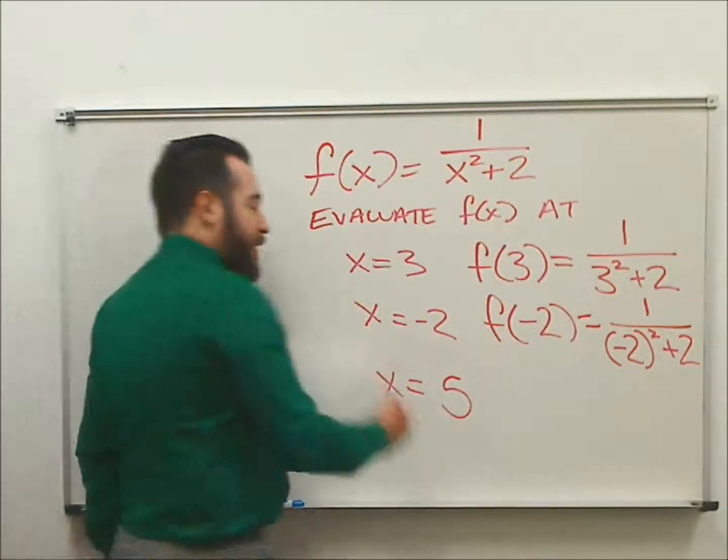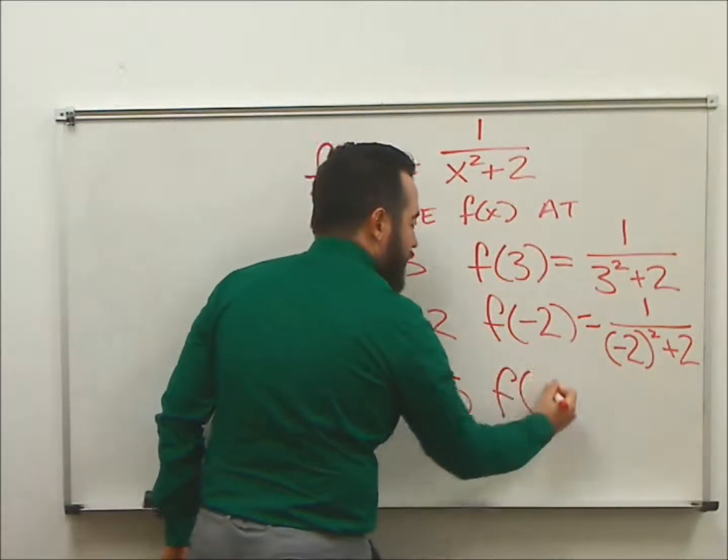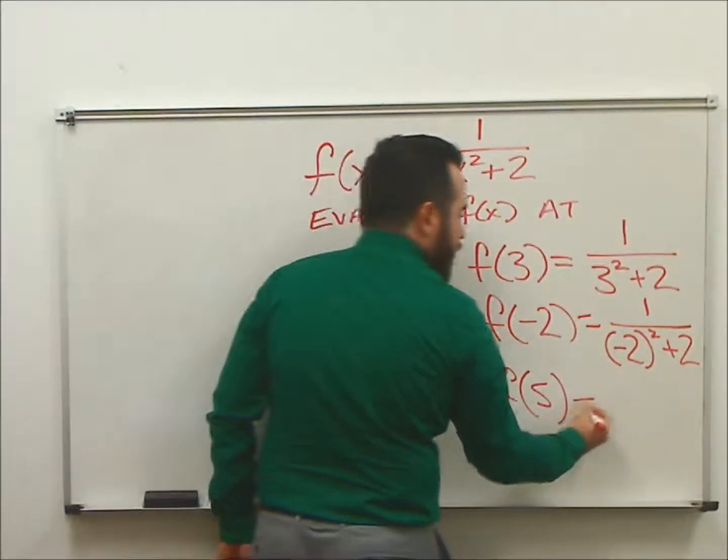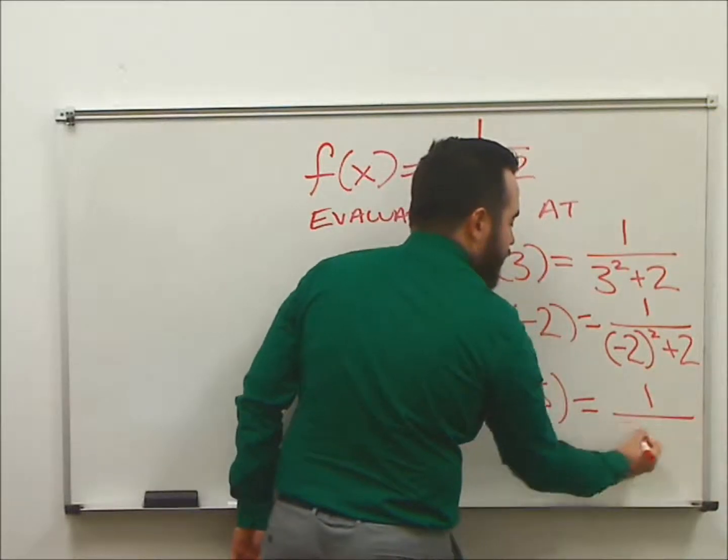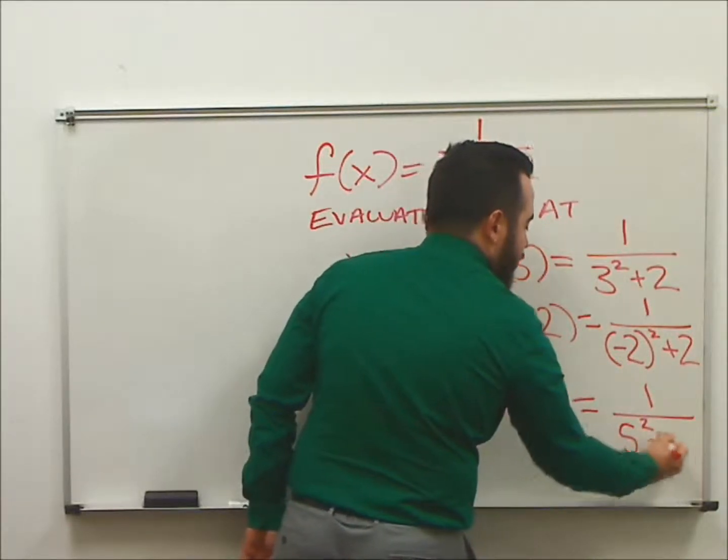x equals 5, same thing. f of 5 is equal to 1 over 5 squared plus 2.